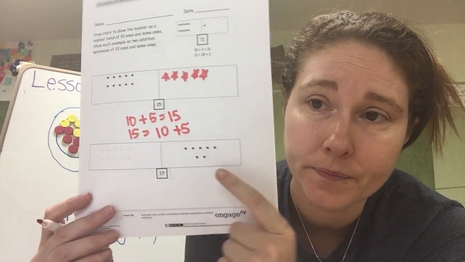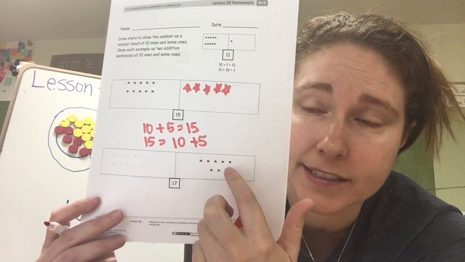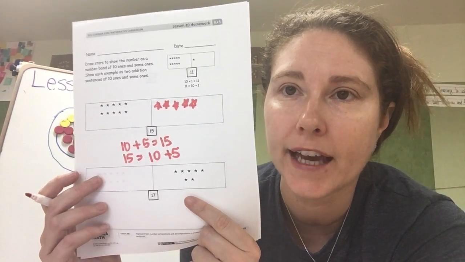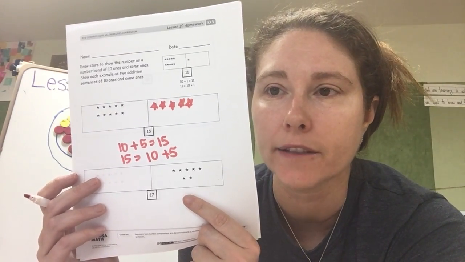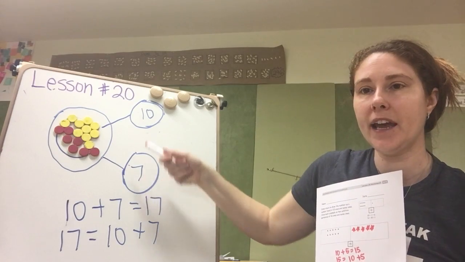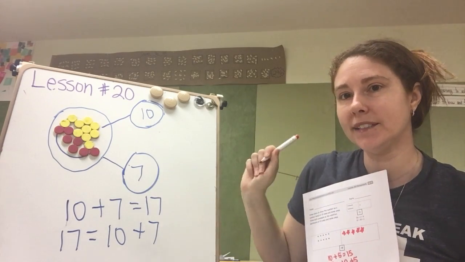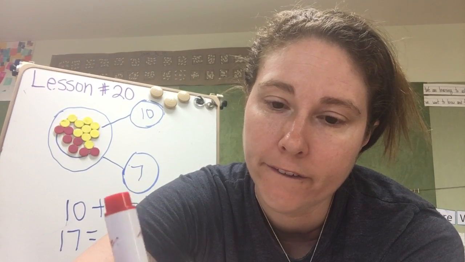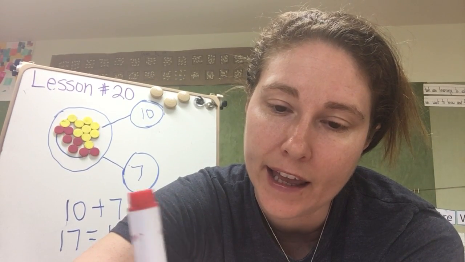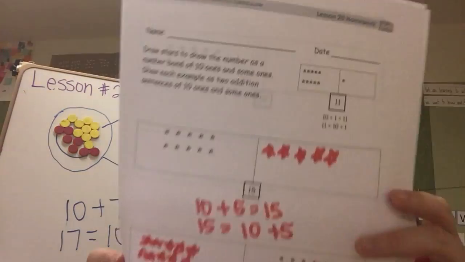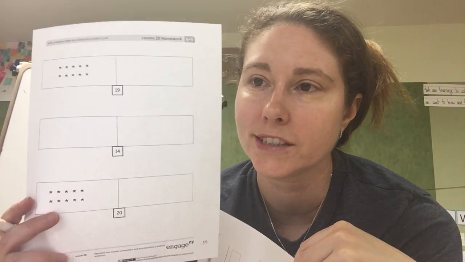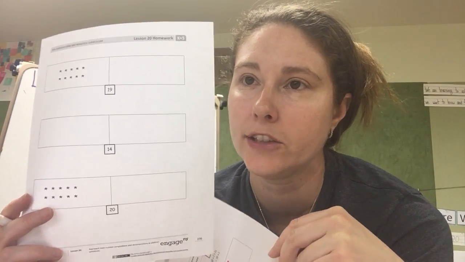Here's 17. Well, it looks like this is 5, 6, 7. So we have the part of 7. What's the other part that's missing? 7 and what makes 17? 10, exactly. So you would draw 10 stars. 1, 2, 3, 4, 5, 6, 7, 8, 9, 10. And then do your math sentences just like I did here underneath. And then there's a couple more, just the same thing on here for 19, 14, and 20.